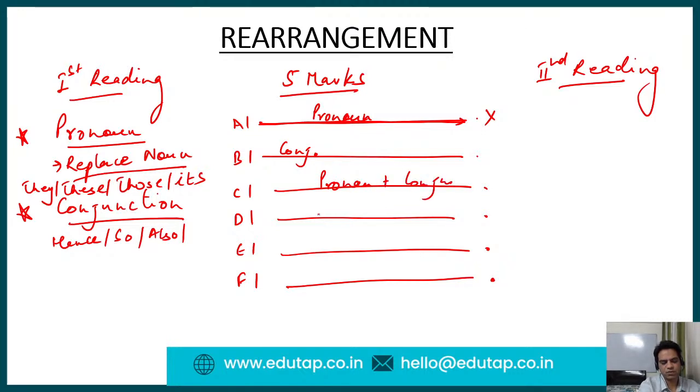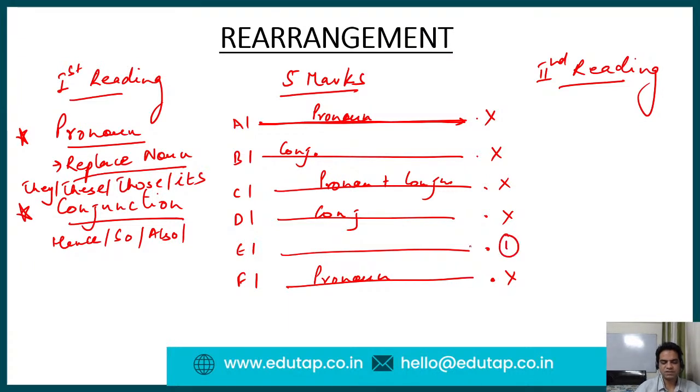Fourth sentence, we found a conjunction. Fifth sentence, we did not find anything. We did not find a pronoun or a conjunction. And sixth, we found a pronoun. So basically what we do is we eliminate the sentences which have pronouns and conjunctions, and we only look at the sentence which is free from pronouns and conjunctions, and that would be our first sentence.